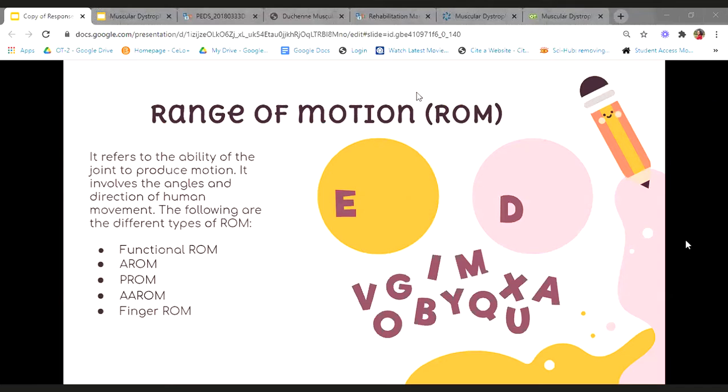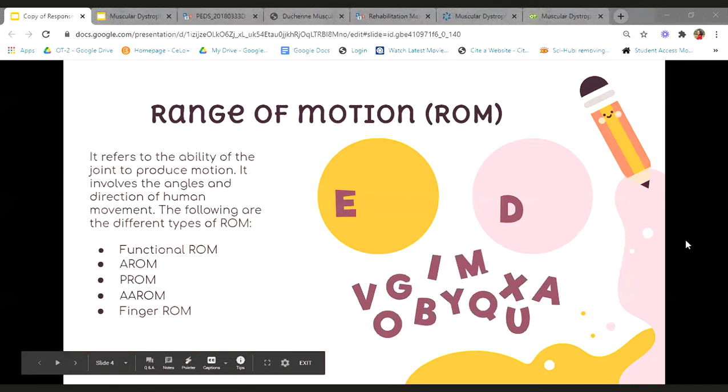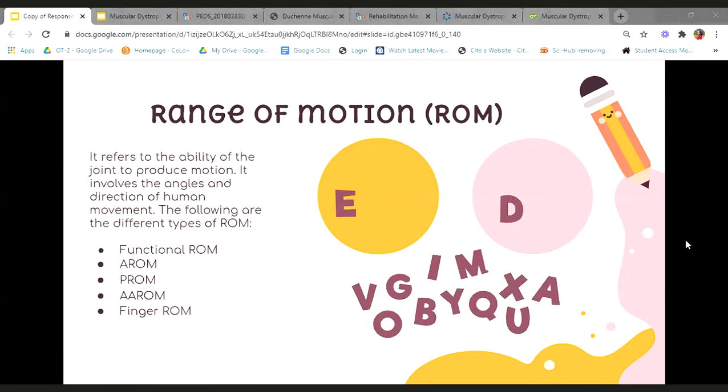So we have here the different types of range of motion under the biomechanical frame of reference. So first we have the functional ROM. This is the ROM needed to perform functional movements, like reaching the top of the head or the back. And then we have the active range of motion. This involves contractile structures, with movements produced by one's own muscle. And then we have the passive ROM. This involves non-contractile structures, with movements produced by an external force.